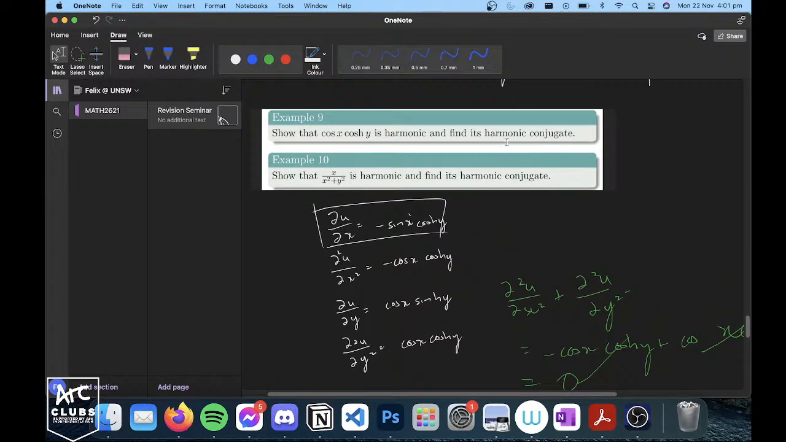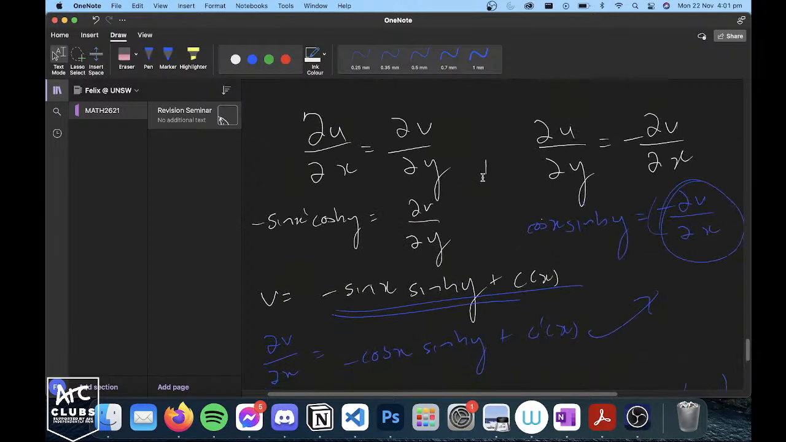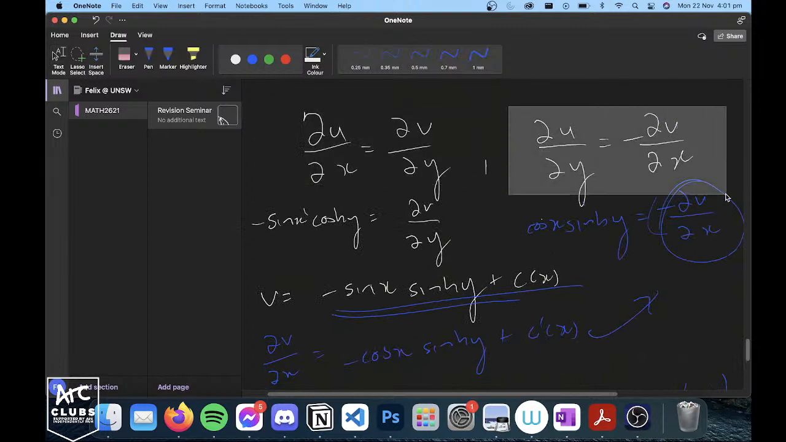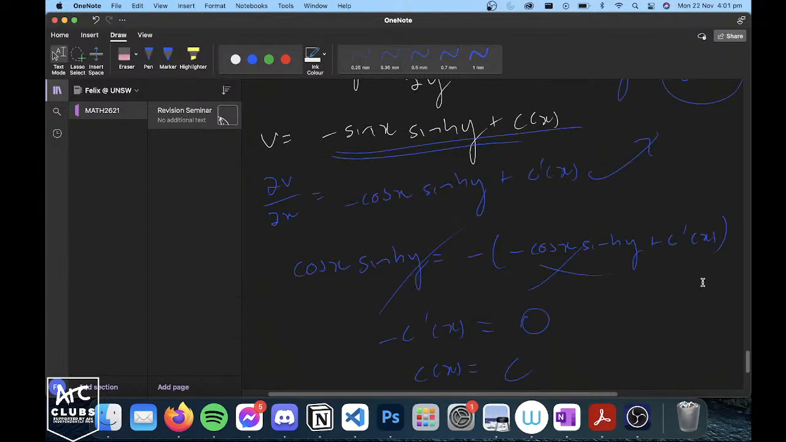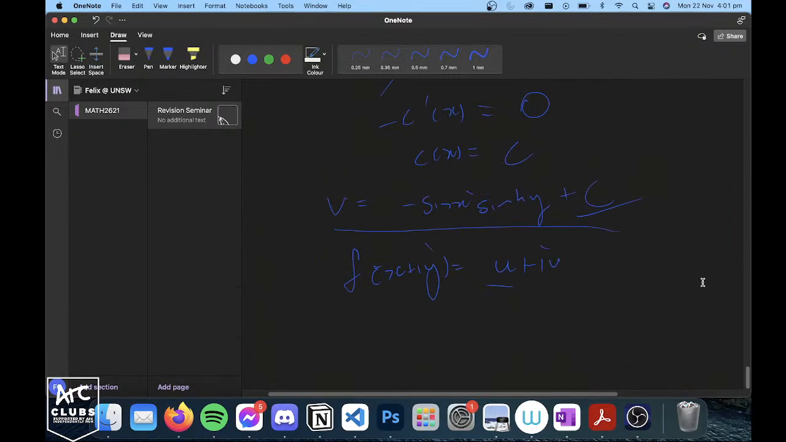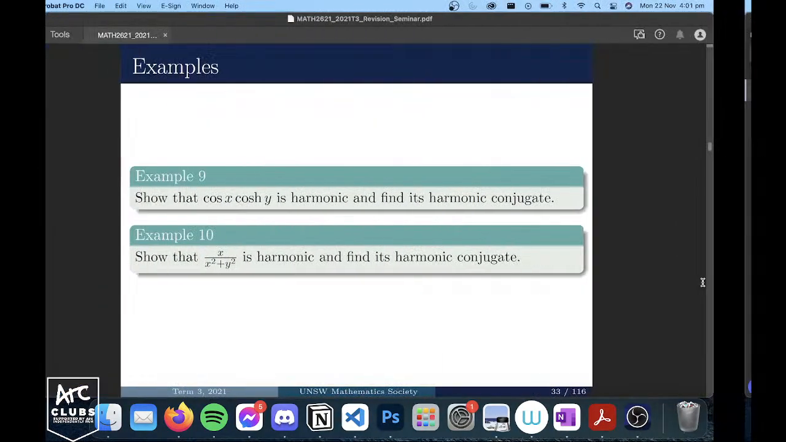And then after, you have to get to this bit where you use these two Cauchy-Riemann equations, sub it in, integrate it to find v, but don't forget you have a constant, and then you use the second equation to find that constant, and then you're able to find the harmonic conjugate. Yep.